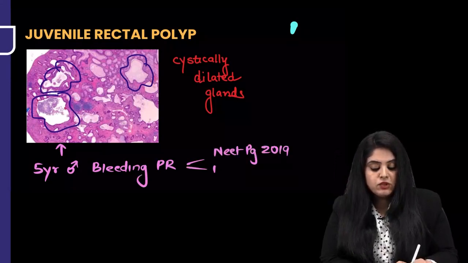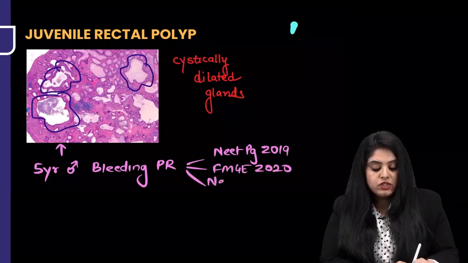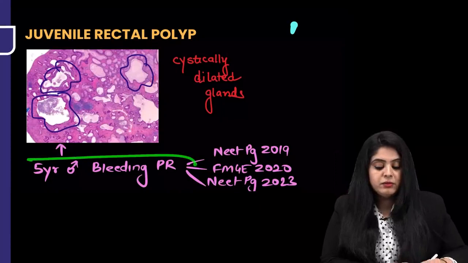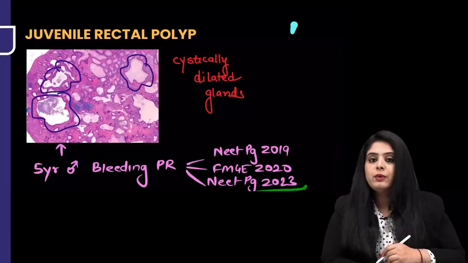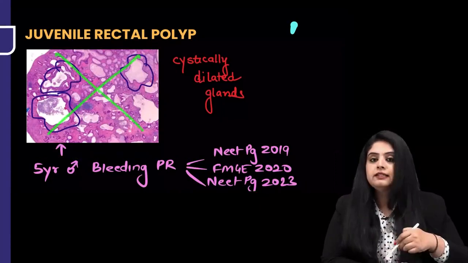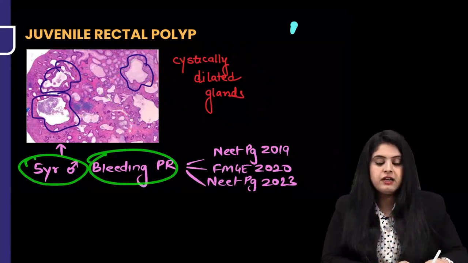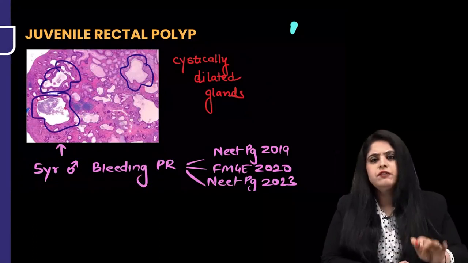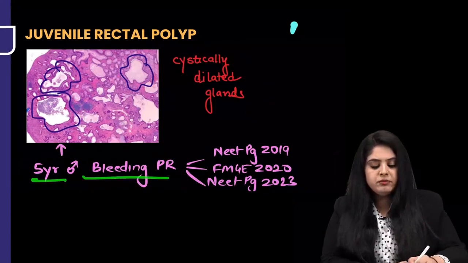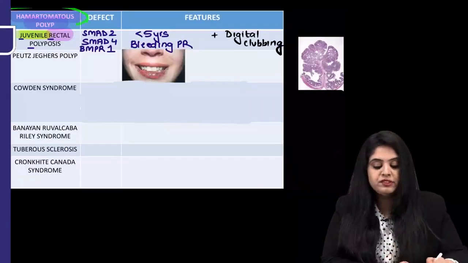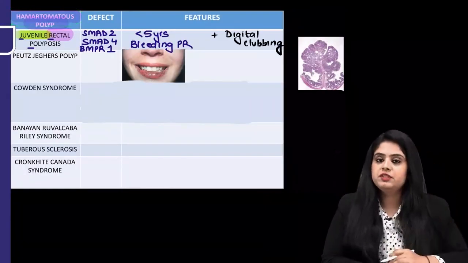After that, the same question was repeated in FMG 2020, and let me tell you, the same question has now come in NEET PG 2023 as well. So please note that this 5-year-old, but this time the only difference in the 2023 exam was that the photo was not given. They described it. They said there are big glands, there's a 5-year-old child, there's a rectal polyp. Even without the picture or with the picture, 5-year-old child, rectal polyp, there is nothing other than juvenile rectal polyp that I'll think of, and they'll ask you which kind of polyps are they. They are hamartomatous polyps. Okay?